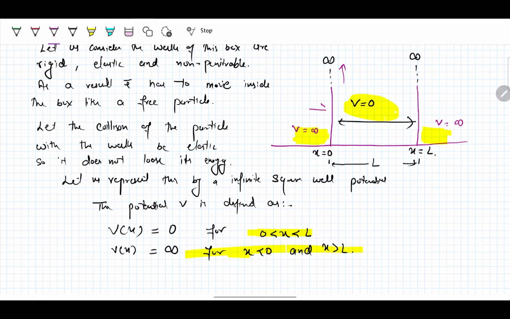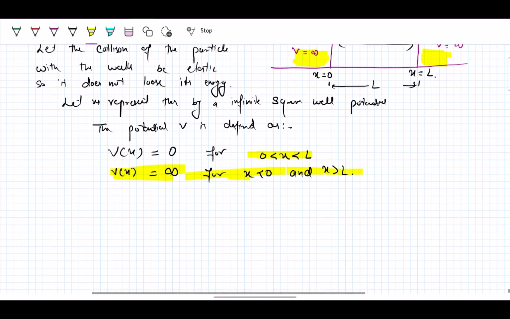Also, we are taking the walls to be impenetrable. It means the particle cannot penetrate this one. If the particle wants to penetrate it, it will experience an infinite potential. So this is the condition we have right now, and according to classical mechanics, if we want to solve this, let's take a classical view.